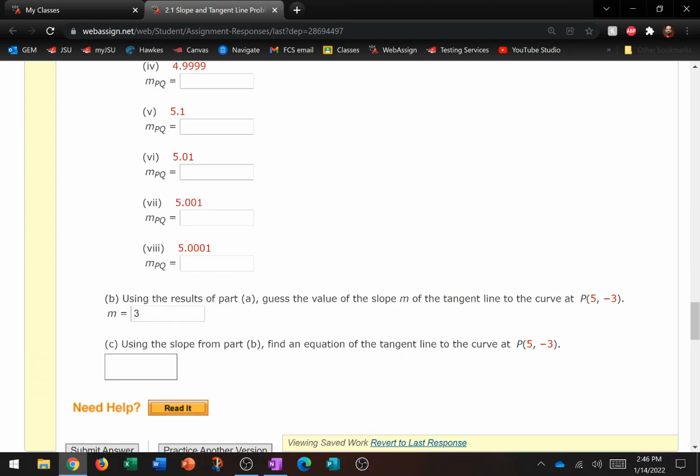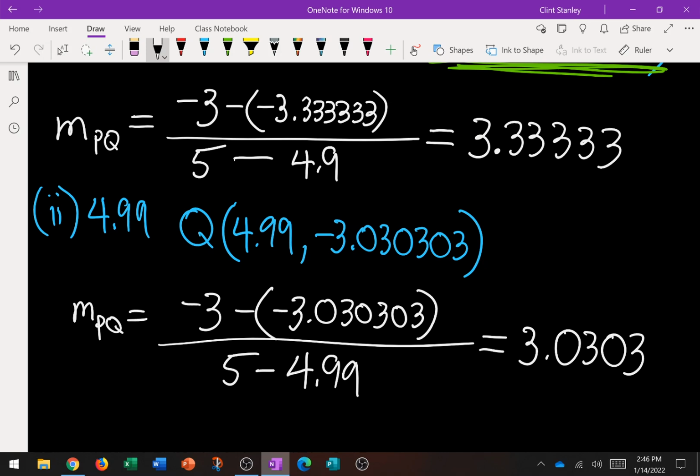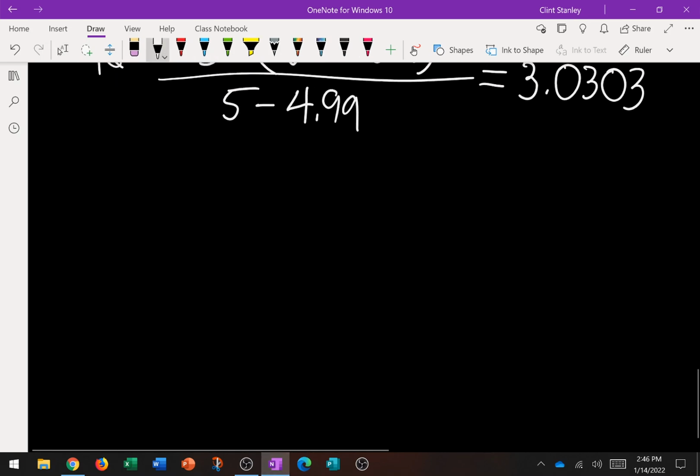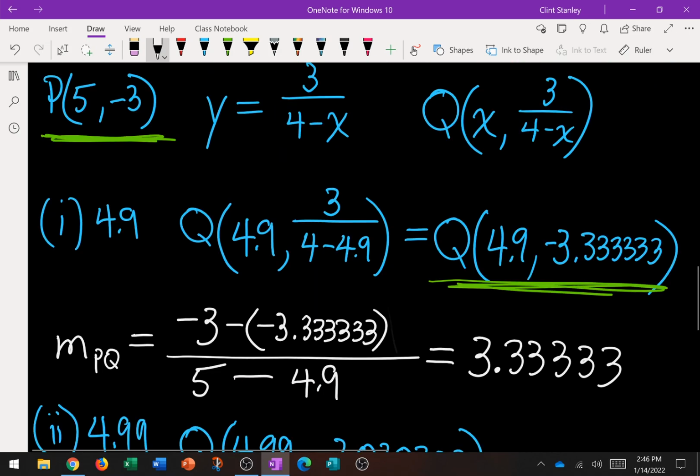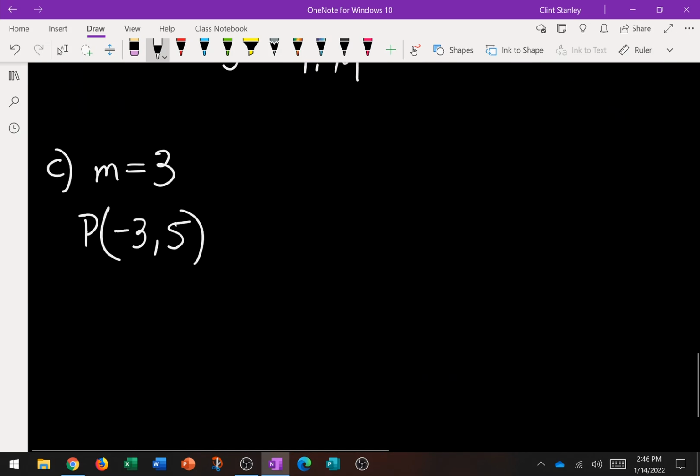And then using that slope, we want to find an equation of the tangent line. So we can do that part too, to have one more of those. So I'm guessing the slope is 3, even though I didn't fill out much of my table. Then my point, 5, 8, 3, sorry.